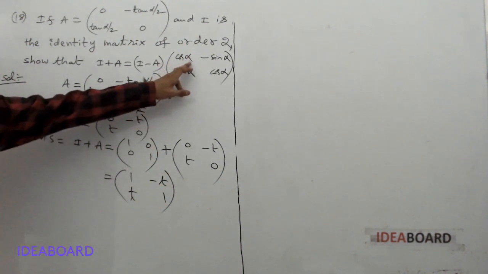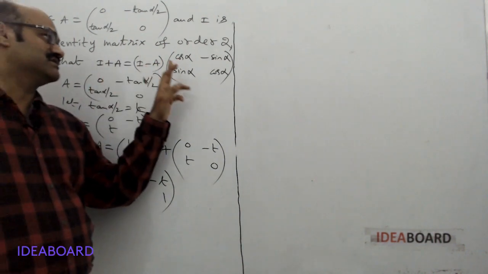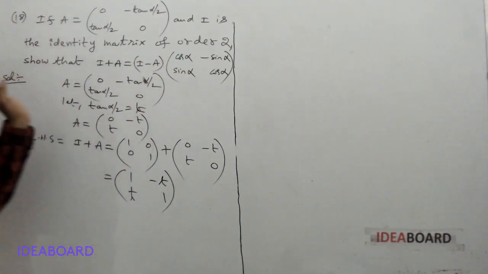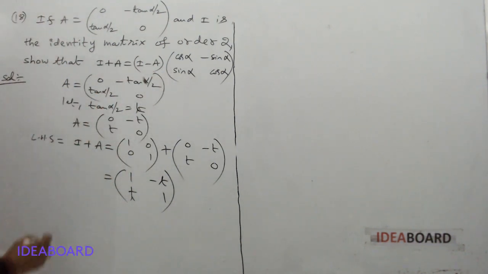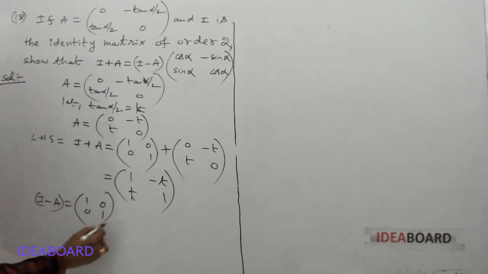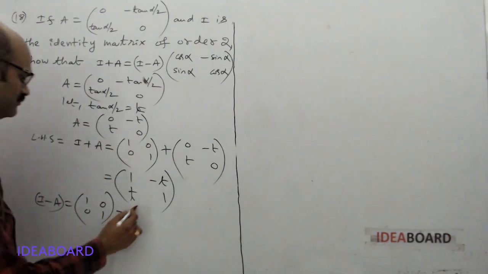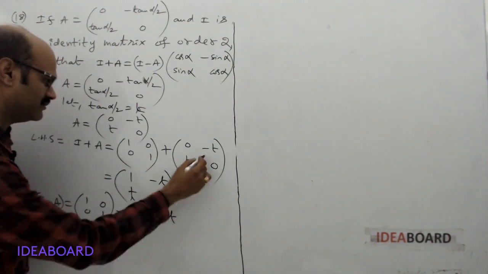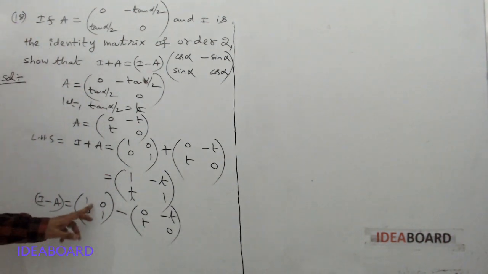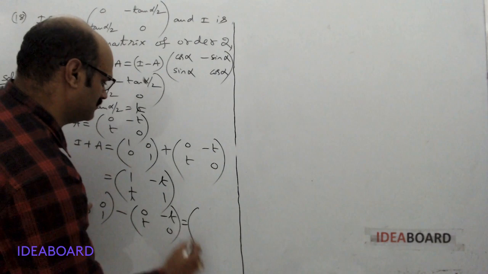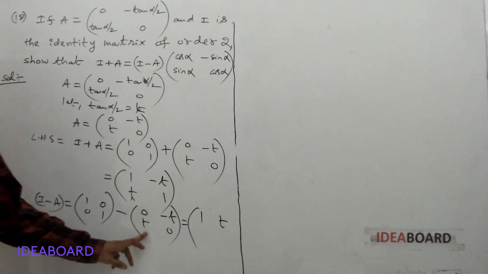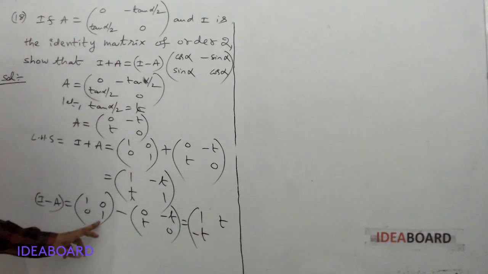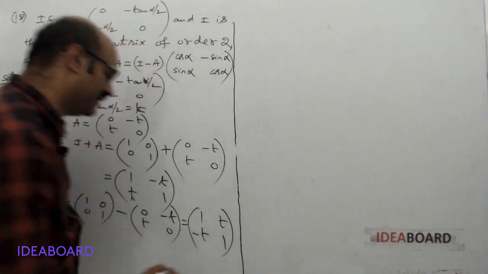Now we have to find RHS. If LHS and RHS are equal, then the given problem is over. Now in RHS we have I minus A. First let me find I minus A. I equal to 1 0 0 1 minus A equal to 0 minus t, t, 0. So 1 minus 0 equal to 1, 0 minus of minus t, 0 minus t, so minus t. Now 1 minus 0, 1. This is the matrix we are getting.